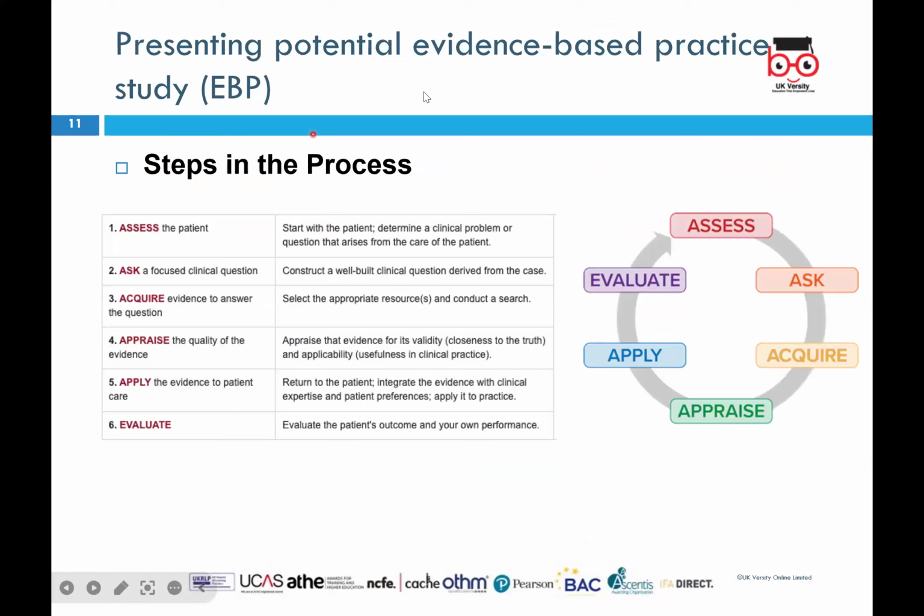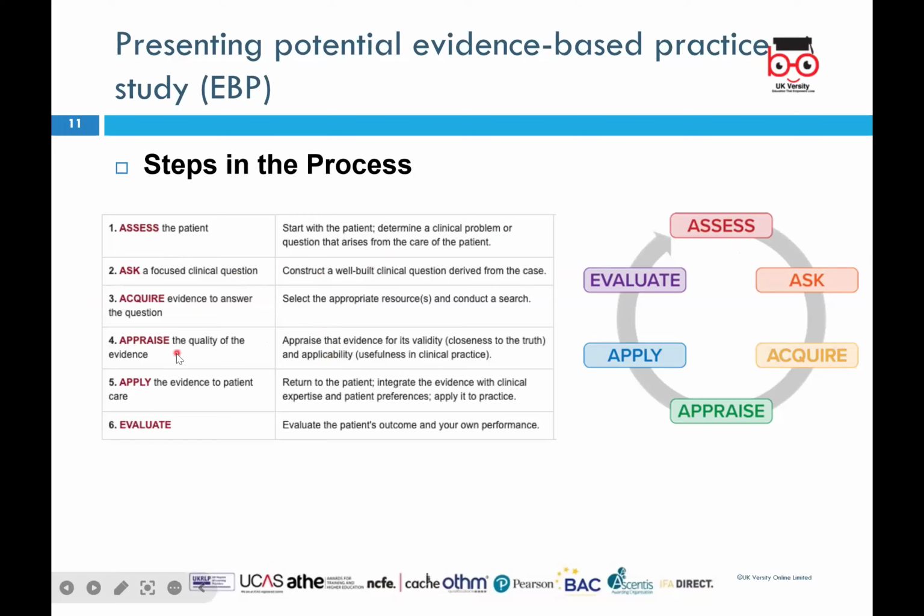When you're doing your research, you would want to present your evidence-based practice study. So here there are some steps you would want to go through. You start with assessment of the patient: determine the critical clinical problem or question that arises from the care of the patient. Then ask a focused clinical question, a well-built clinical question derived from the case. Then it's acquiring evidence to answer the question, through literature research, literature review.